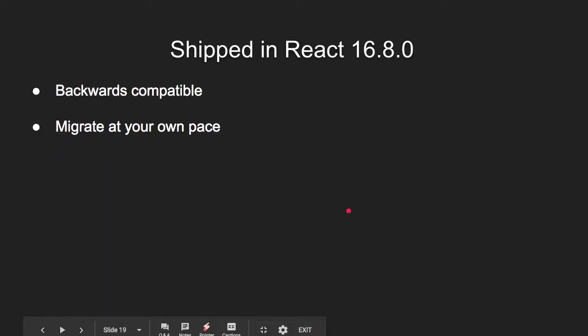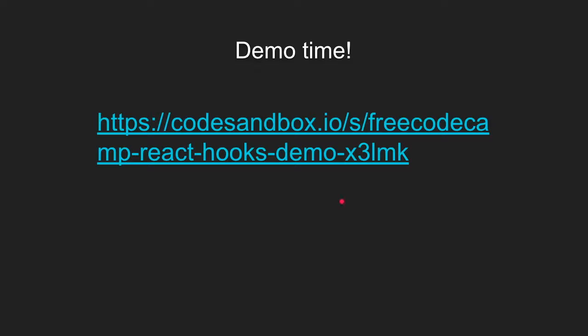Hooks were shipped in React 16.8, and they are backwards compatible. If you have an existing React application that's using classes and all that good stuff, that's fine. You can upgrade if you want to use hooks, and you can start putting them in without breaking your existing code. If you're starting a brand new project, hooks are production ready. They're officially supported, they've been shipped, and they're not alpha anymore. Any new project you start, if you just install React, you'll have hooks by default. So you can migrate at your own pace, or start a new project and enjoy hooks right away. And with that said, it is time for the demo.